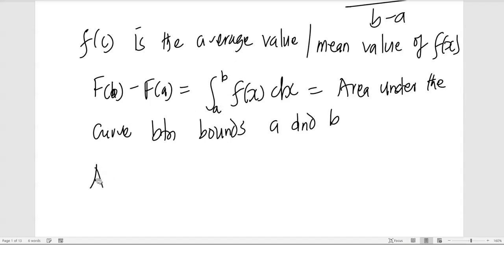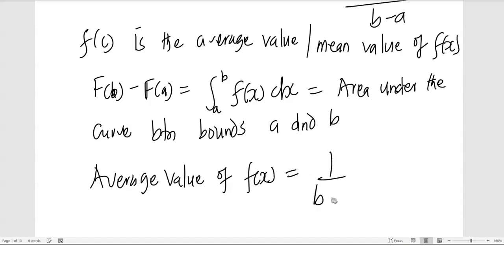Meaning that the average value of f of x will therefore equal 1 over b minus a times the integral from a to b of f of x dx, or integrating f of x from a to b with respect to x.